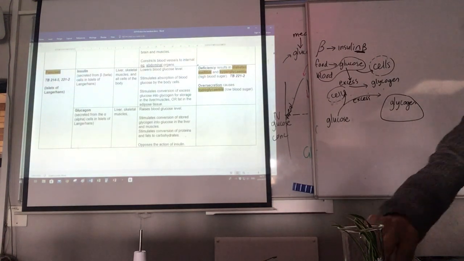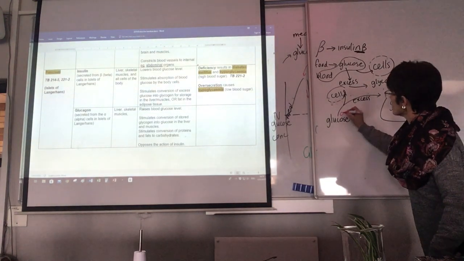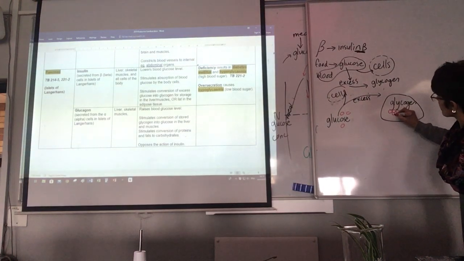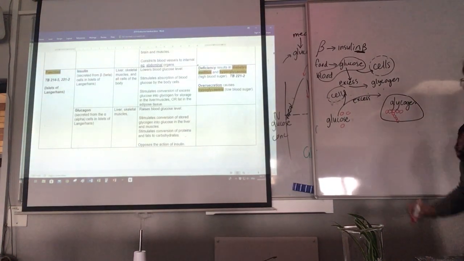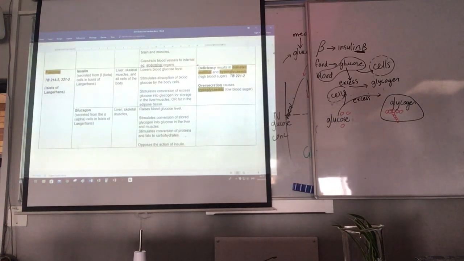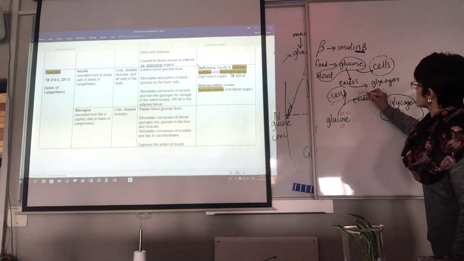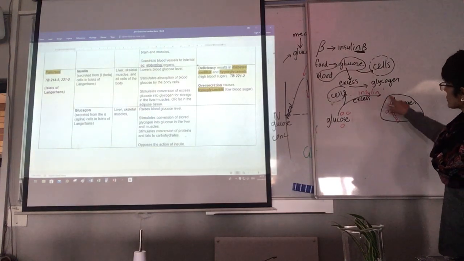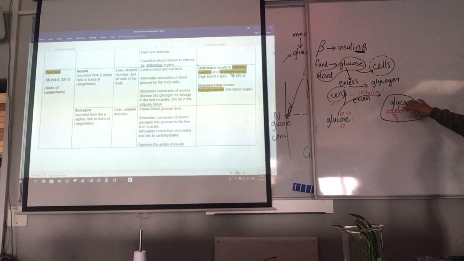So if you remember back to grade 10, glucose is a monosaccharide. It's stored as glycogen, which is a very branched polysaccharide, a very large molecule that can be stored in the liver cells, and that is the role of insulin, to allow cells to take up glucose for cell respiration, or to convert excess glucose in the blood into glycogen.